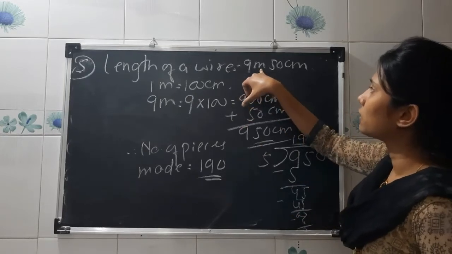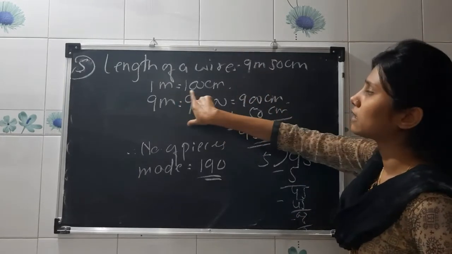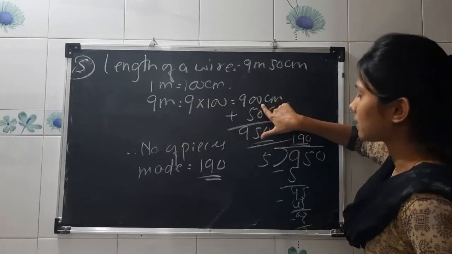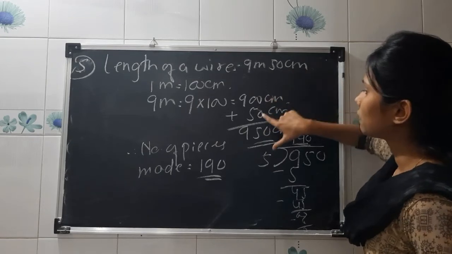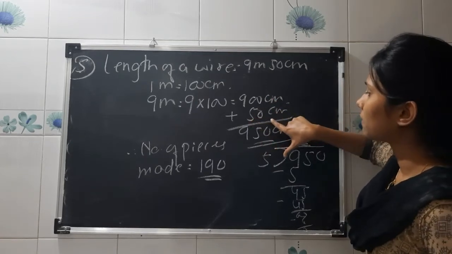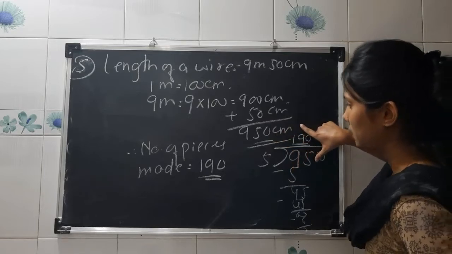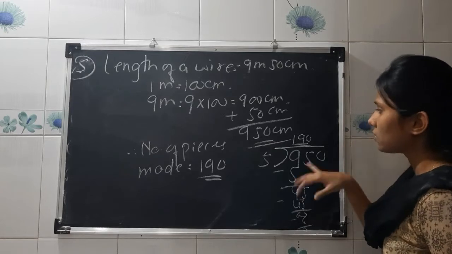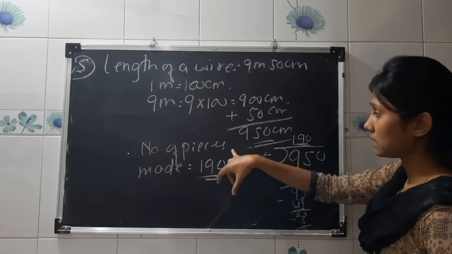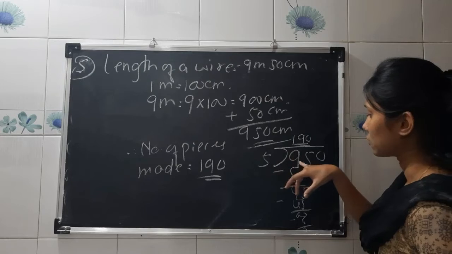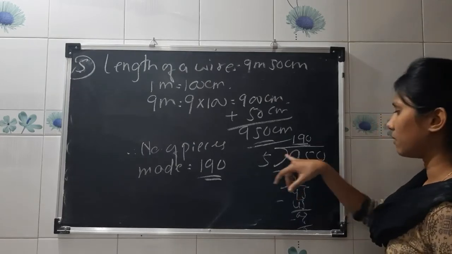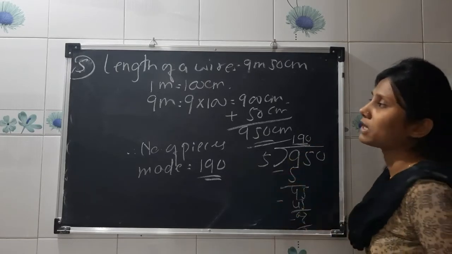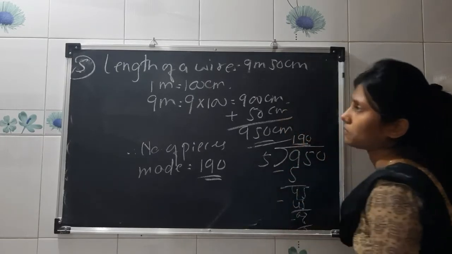So what we will do first, we will convert this meter into centimeter. 1 meter is equal to 100 centimeter. Therefore 9 meter is equal to 9 into 100, 900 centimeters. Plus this 50 centimeter, 900 plus 50 is 950 centimeter. Now we have converted this whole length into centimeters. Now we have to find the number of pieces made of 5 centimeters. So we will divide 950 by 5. We will get the answer 190. So total 190 pieces should be made.